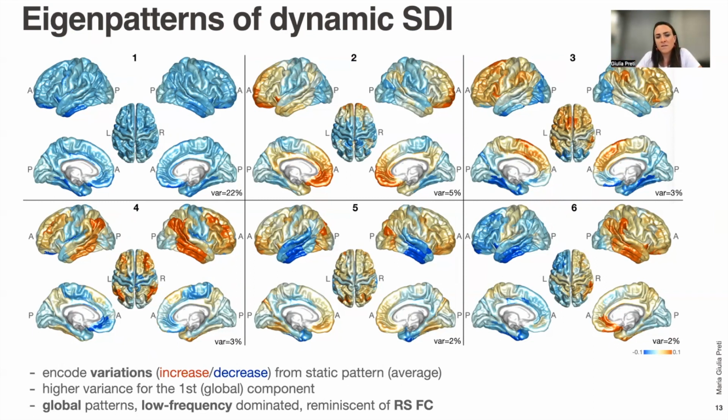But then further eigenvectors enrich the view about the temporal variations of this pattern, and they represent, again, global patterns, low-frequency dominated and reminiscent of resting state networks. As you can see here, for example, the default mode network opposing the sensory-motor and visual networks, or here frontoparietal and temporal against, in blue, the sensory-motor network. This is not trivial, since again, we are looking at variations of the signal from the mean.